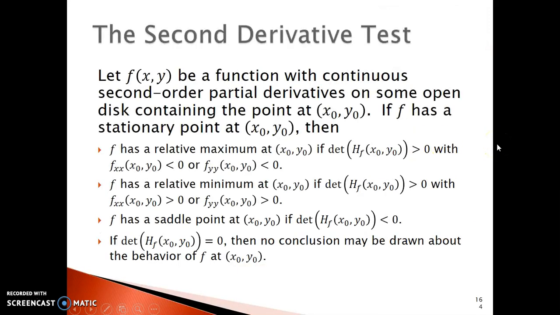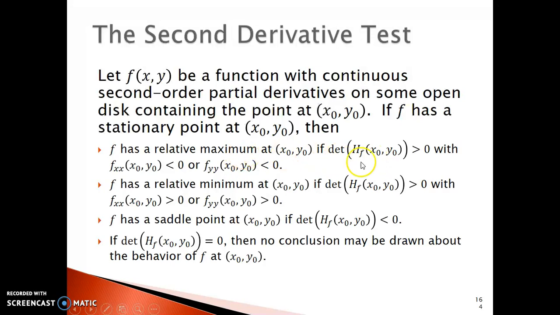So we're going to start our discussion with the second derivative test. For functions with continuous second order partial derivatives on open disks containing a particular point x0, y0, if f has a stationary point at x0, y0, then we know the following four items. Under certain conditions, it would have a relative maximum, a relative minimum, a saddle point, or the test would be inconclusive. You would notice that all four of those conditions are based off the value of the discriminant. If you recall, the determinant of the Hessian of f at a particular point is called the discriminant.